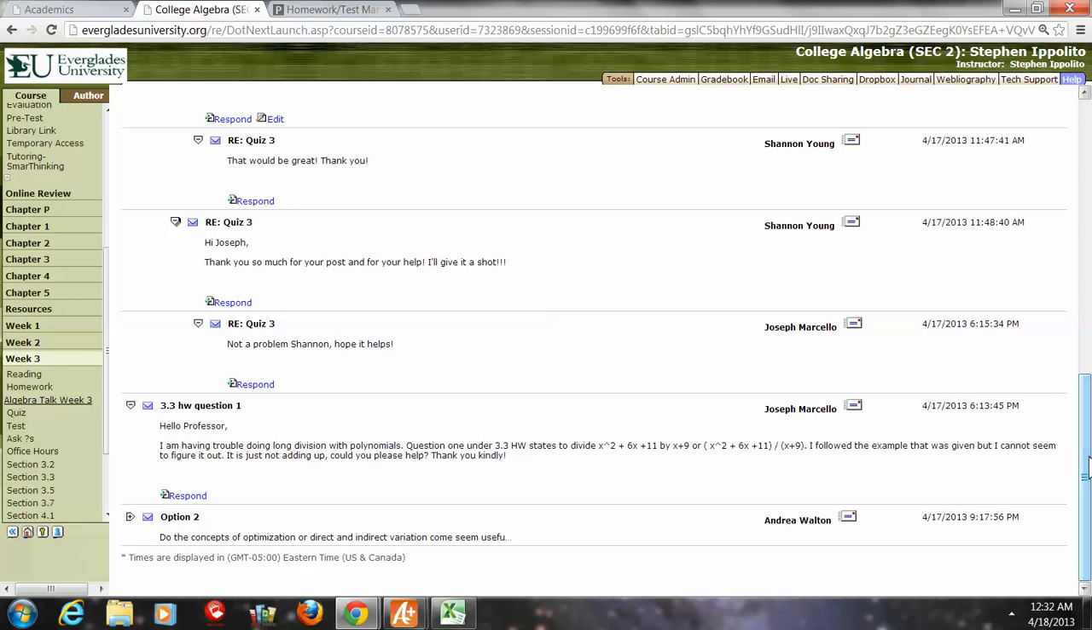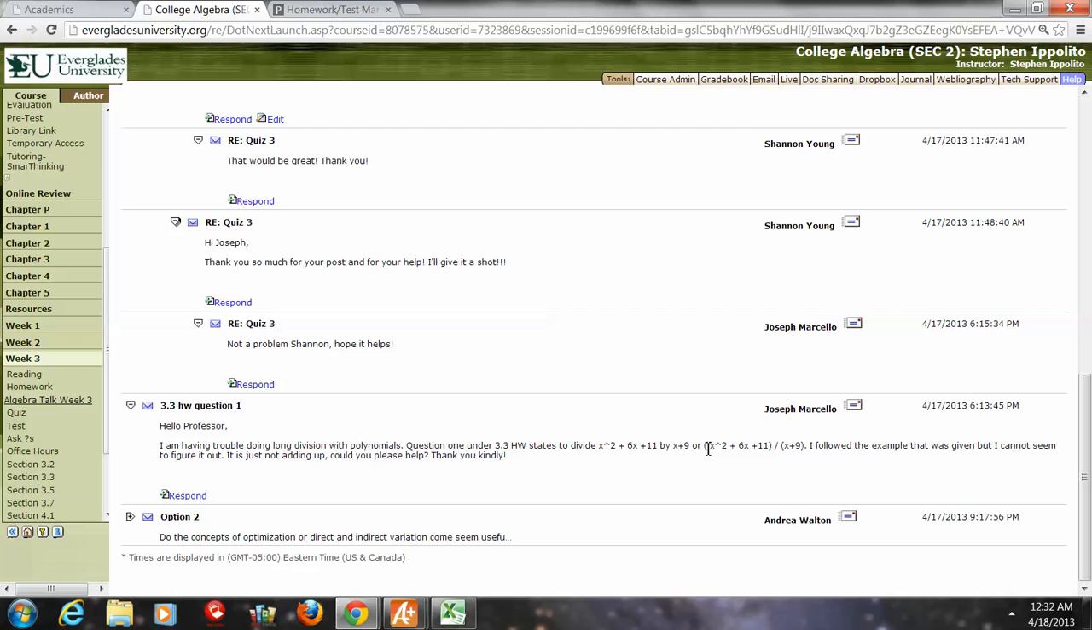we want to use polynomial division to divide x plus 9 into x squared plus 6x plus 11. So we have over here, and the basic idea is, you're going to move to the paper in a second, we have x squared plus 6x plus 11 divided by x plus 9. Okay, so let me Alt Tab and go over to the document camera.